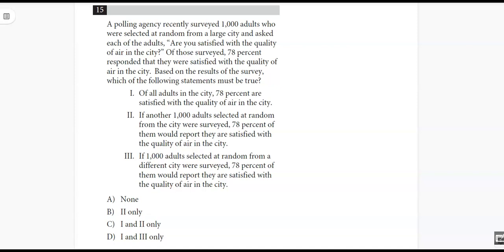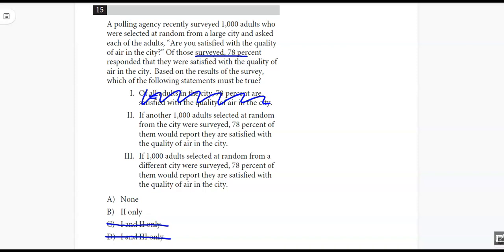So number one, of all, that's a very powerful word there, of all adults in the city, 78% are satisfied. We don't know that. Of the survey, 78% was satisfied, but we don't know that exactly 78% in the city. So number one is out. So if we look down here, that's going to wipe out C and that's going to wipe out D. So now we just have to check number two.